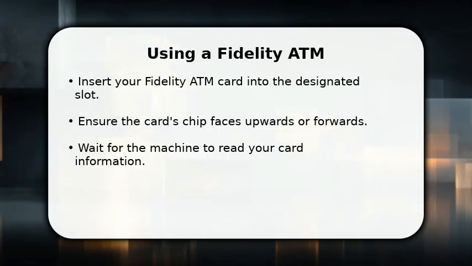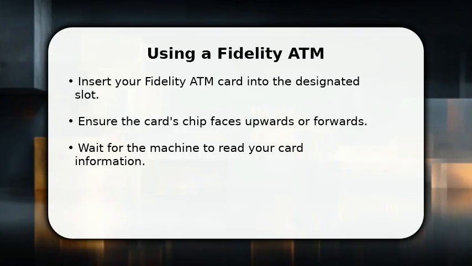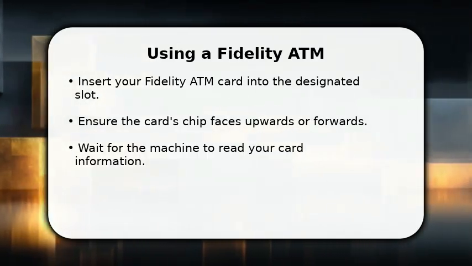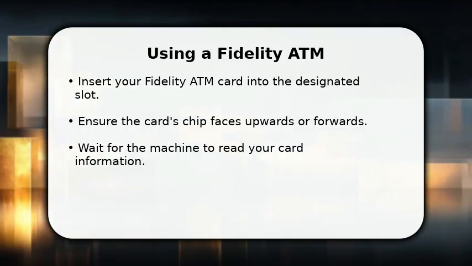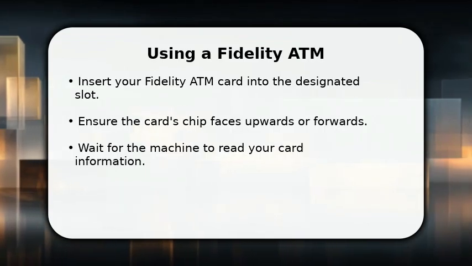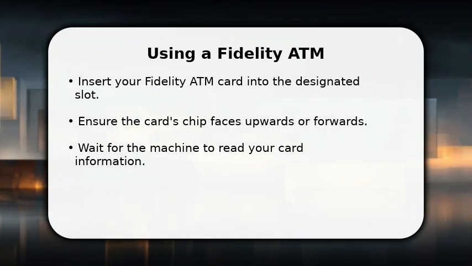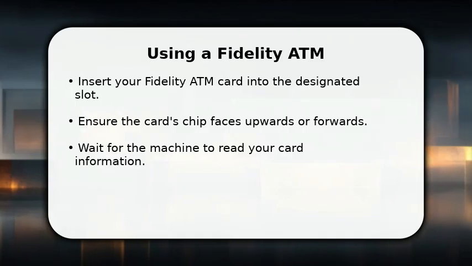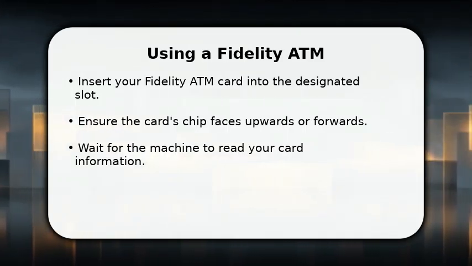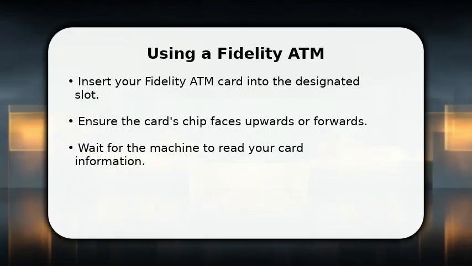In this video, I will explain how to use a Fidelity ATM machine. First, locate the card slot, usually illuminated, and insert your Fidelity ATM card. Make sure the chip on your card is facing up or towards the machine. The ATM will then securely read your card's data, preparing for your transaction. This initial step is crucial for accessing your account quickly and safely.